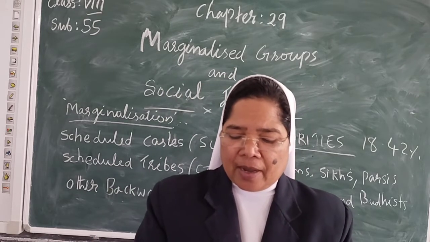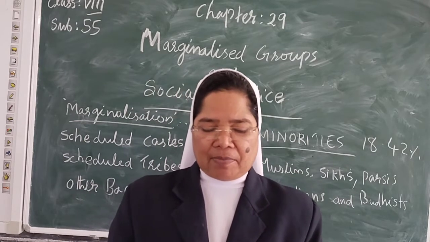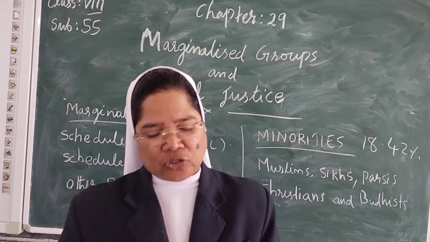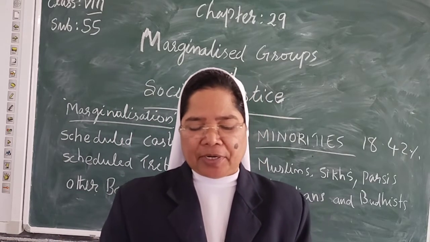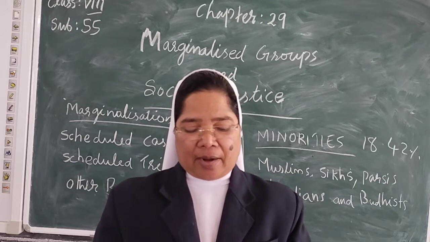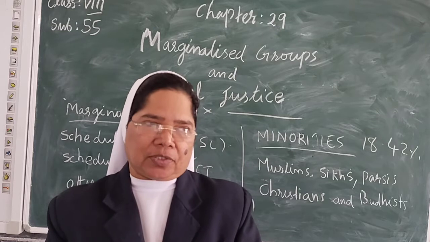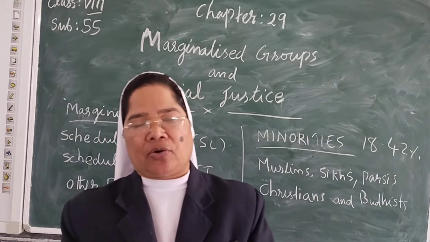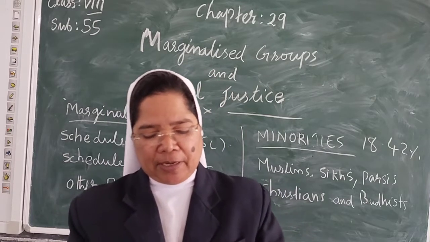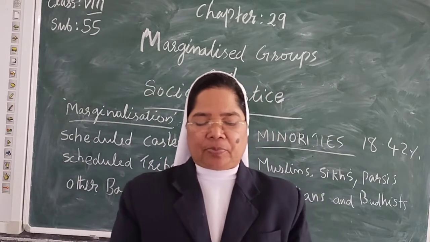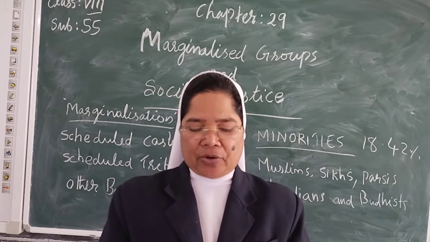According to Article 30, all religious and linguistic minorities can establish and administer educational institutions of their choice. They can establish their own institutions. Then according to Article 350B, there shall be a special officer for the linguistic minorities.